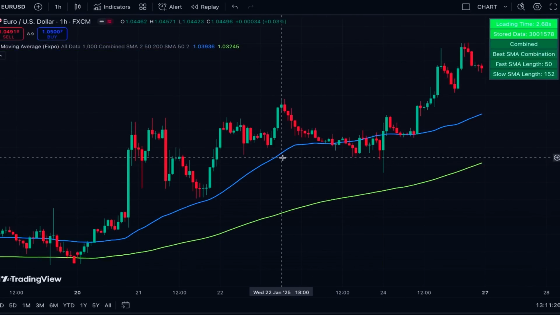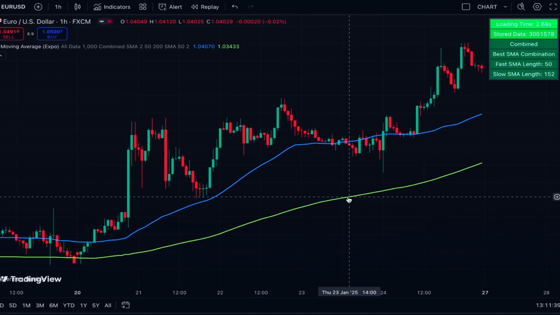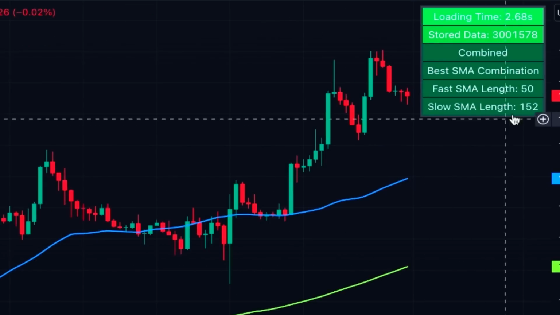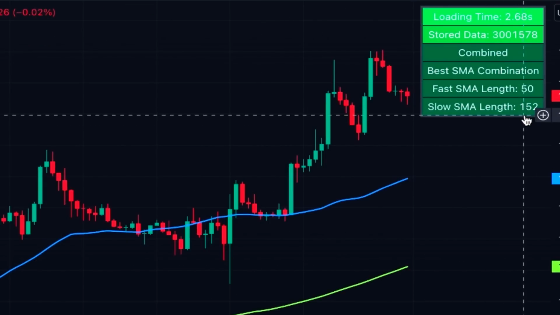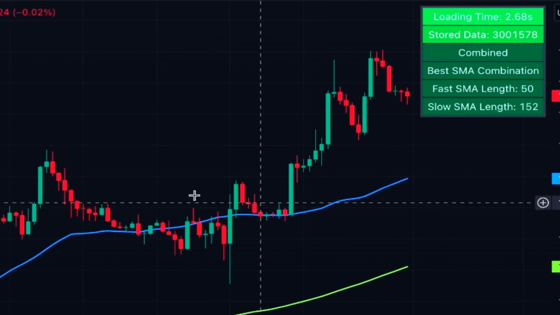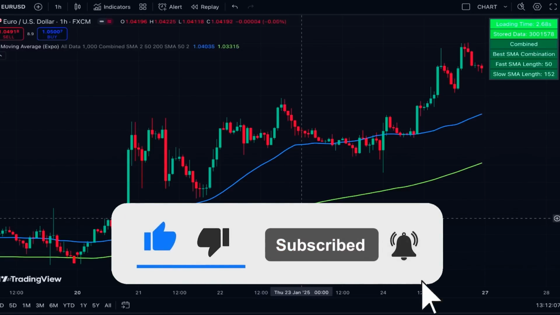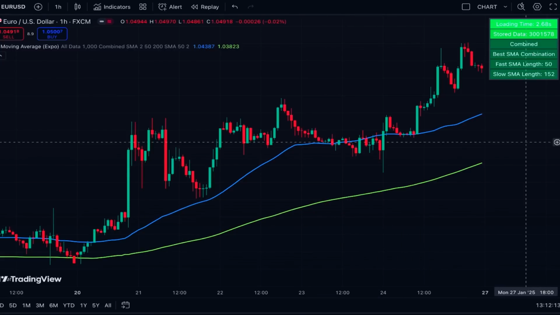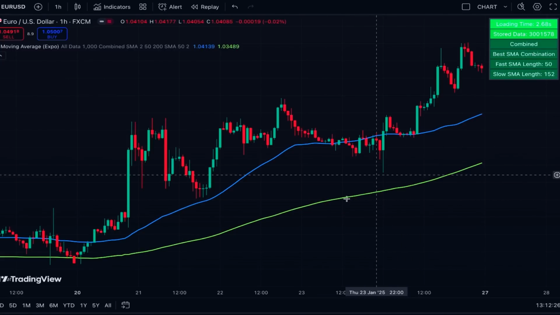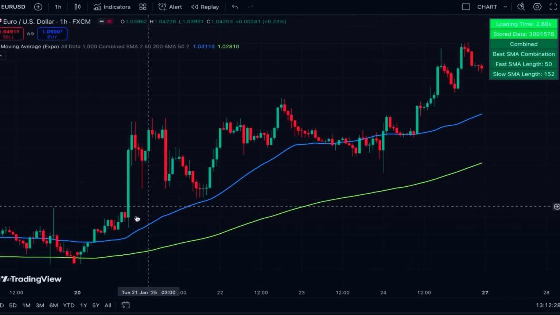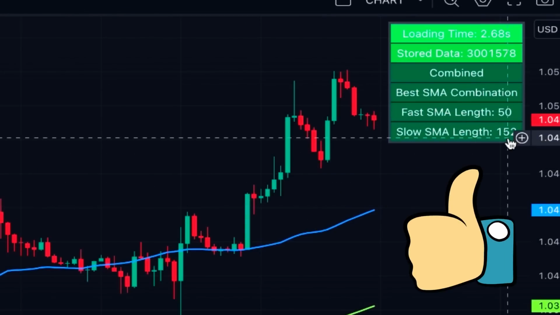The blue line is a simple moving average with a length of 50, and the green line is also a simple moving average with a length of 152, which is an optimized value for the current market condition based on learning from the data. So instead of having a moving average with a fixed length like 100 or 200, here you have a moving average with a dynamic length that is based on market condition and learning from the data. And this moving average length is optimized in terms of performance and win rate.